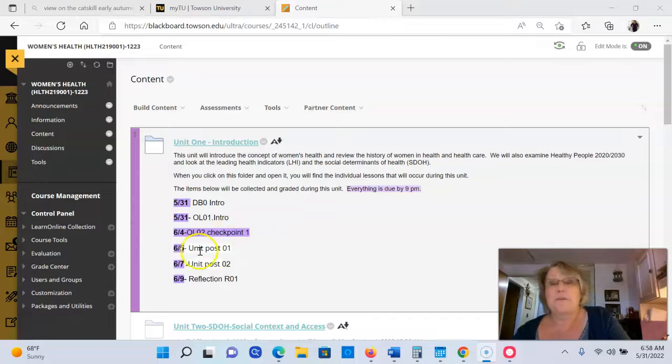On the 5th, you'll have your first unit discussion board post, and on the 7th, you'll follow up with your post 2. And on the 9th, you'll have a reflection, which is on Unit 1.